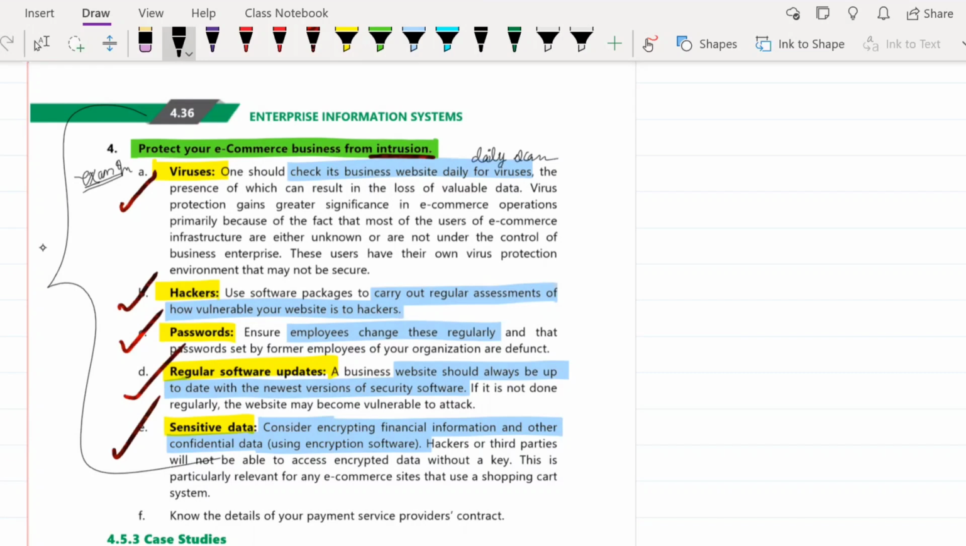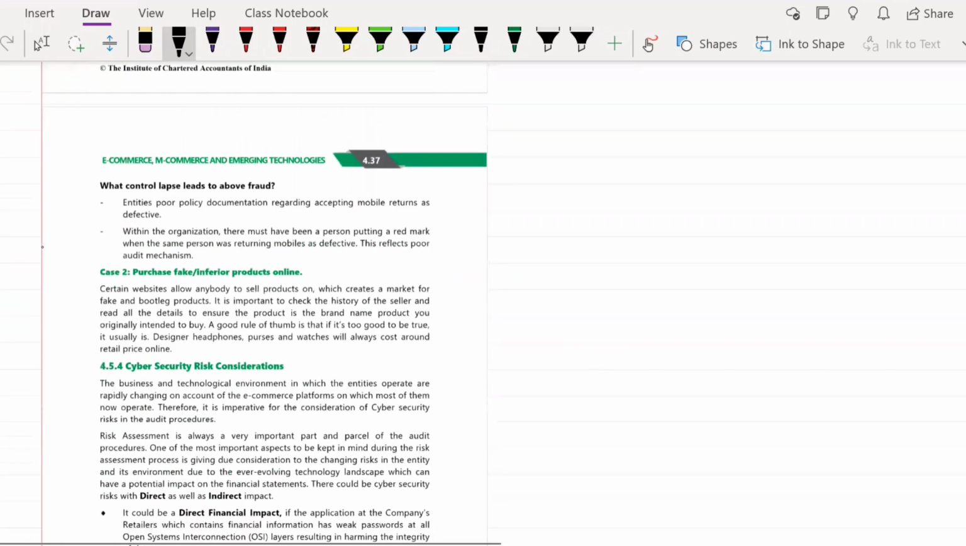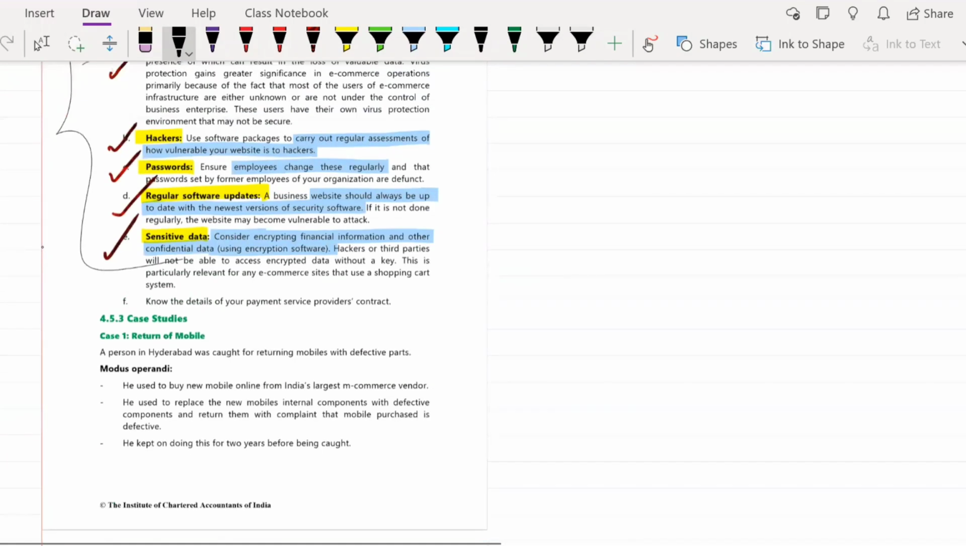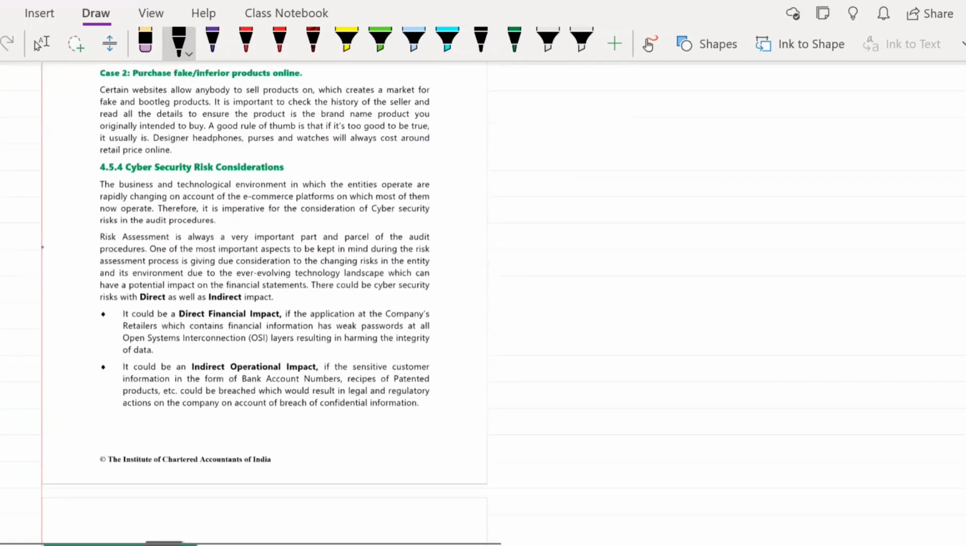So if you read the whole ICS study material, it will be very easy for you. That's the reason I'm explaining each and every point, covering the maximum points available from the ICS study material. So kindly pay attention to the details.